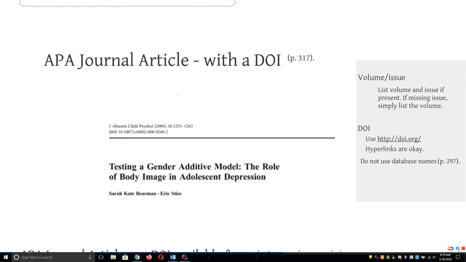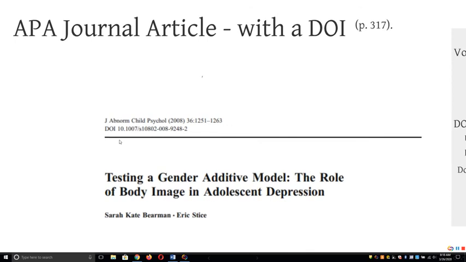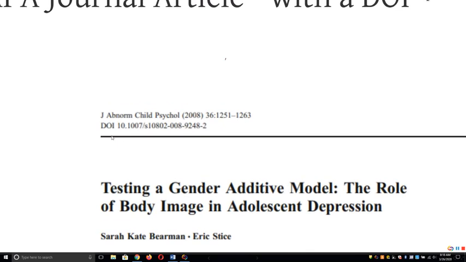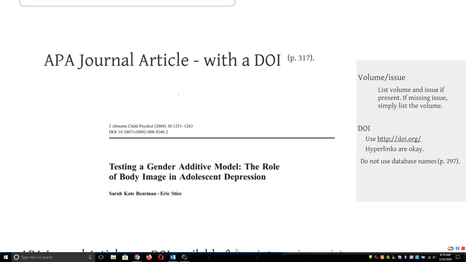So the first thing I'm going to talk about is an APA journal with a DOI. A DOI is a digital object identifier. On the front face of a lot of articles, either at the top or the bottom of the individual journal article, you'll see this DOI. Usually the DOI is this 10 dot number. Sometimes you'll see https://doi.org and then the 10 dot number, but that is effectively a DOI.